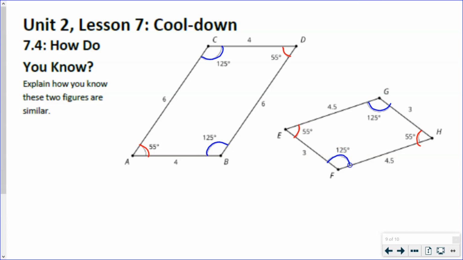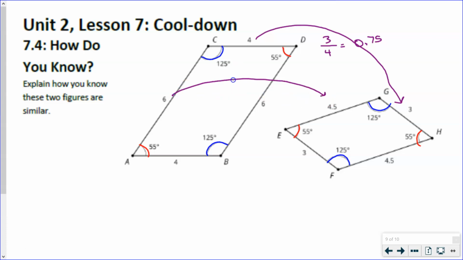Now we need to check the side lengths for the same scale factor. How does a 4 change to a 3? I don't know, so I would work backwards and go 3 divided by 4, which is equal to the decimal 0.75. How does a 6 change to a 4.5? I don't know, so I would work backwards. 4.5 divided by 6 is, lo and behold, that same 0.75. So these do also have the same scale factor.